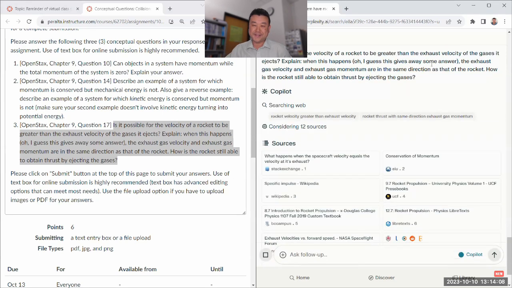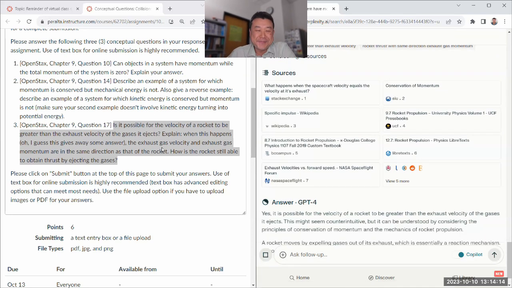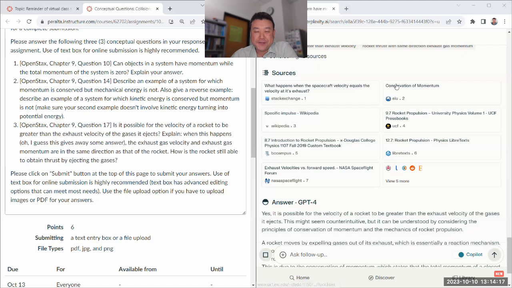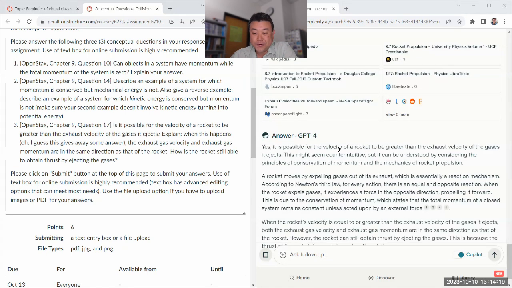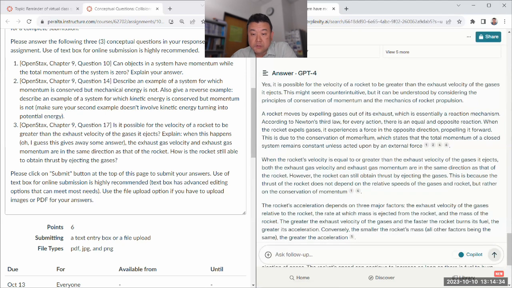All right, last question. Oh, when this happens, that gives away the answer, because that tells you the answer must be yes. But the important part of the answer is actually the explanation. It's a good start. A rocket moves by a reaction mechanism. Conservation of momentum and Newton's third law are very tightly integrated. So the way it's presented in the lecture, we use Newton's third law to prove conservation of momentum as a consequence of Newton's laws of motion.